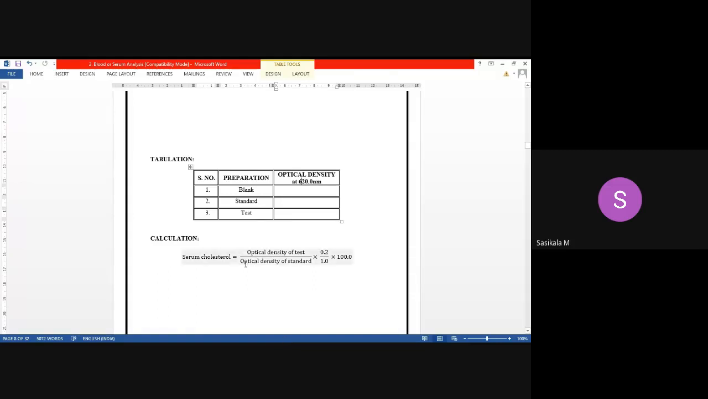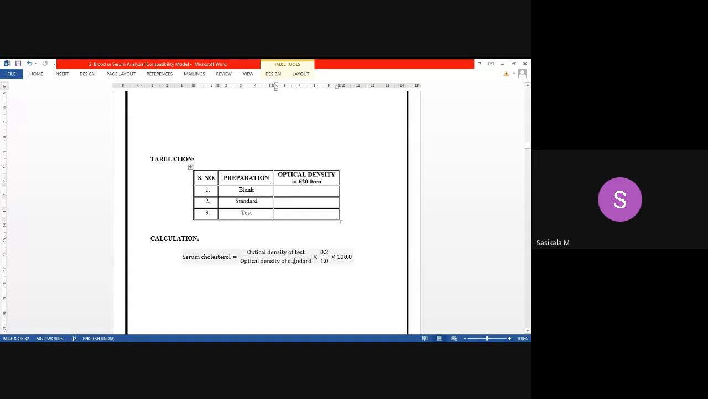Okay, so this is an example of the direct comparison method, where the optical density of the test is directly compared with the standard. 0.2 is the concentration of standard, and 1 will be the dilution factor. And 100 will be 100 ml, in order to get a percentage, that is milligram per 100 ml.